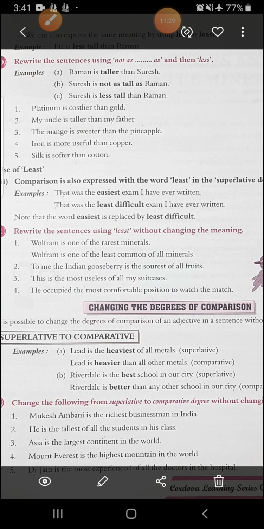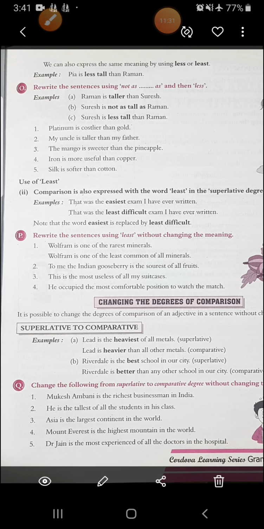Alright. Now let's quickly see the answer in written form. See, this is the answer. Second one is, to me the Indian gooseberry is the least sweet of all the fruits. Third is, this is the least useful of all my suitcases. Fourth is, he occupied the least uncomfortable position to watch the match. Pause it for some time and write it. Okay, let's quickly move to our next exercise.